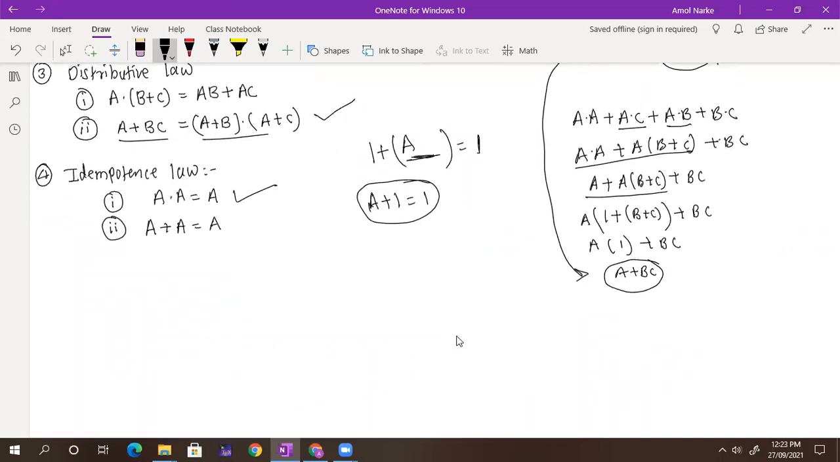Yes, next, sir. The next one is the 5th one, absorption law. So what is that one? Now you just try to solve this. A plus AB will give you directly A. Now try to find the proof. How will it come?